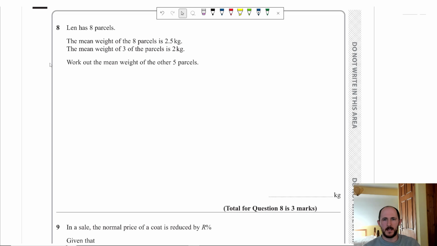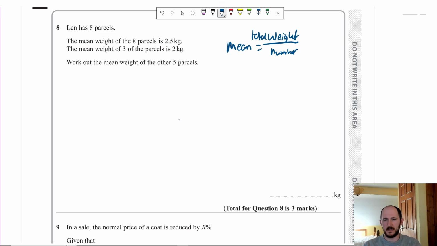Len has 8 parcels. The mean weight of the 8 parcels is 2.5 kilos. The mean weight of 3 of the parcels is 2 kilos. Work out the mean weight of the other 5 parcels. I can count. So if you remember, mean will be, in this case, total weight over the number of parcels.